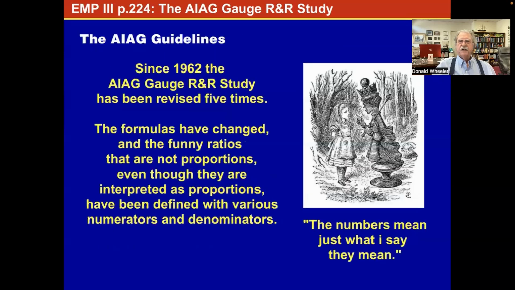Well, that brings us then to the guidelines. Now that we've computed all these spurious ratios, how do we interpret them? Since 1962, the AIAG gauge R&R study has been revised 5 times. The formulas have changed, and the funny ratios that are not proportions, even though they are interpreted as proportions, have been defined with various numerators and denominators. The numbers mean just what I say they mean.